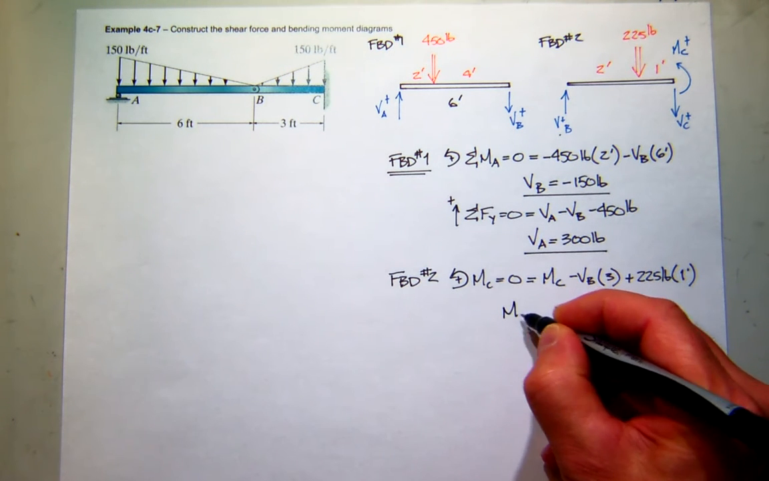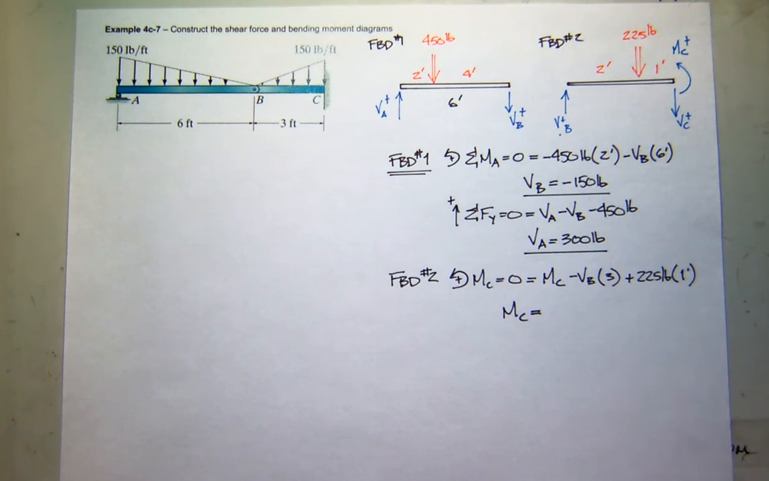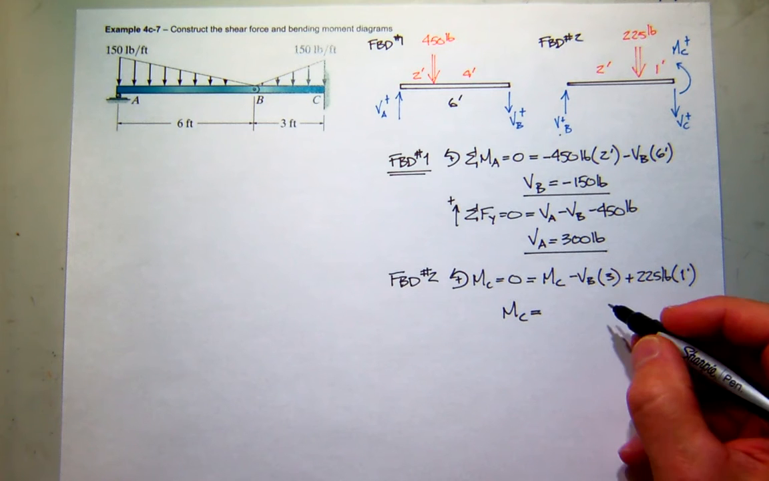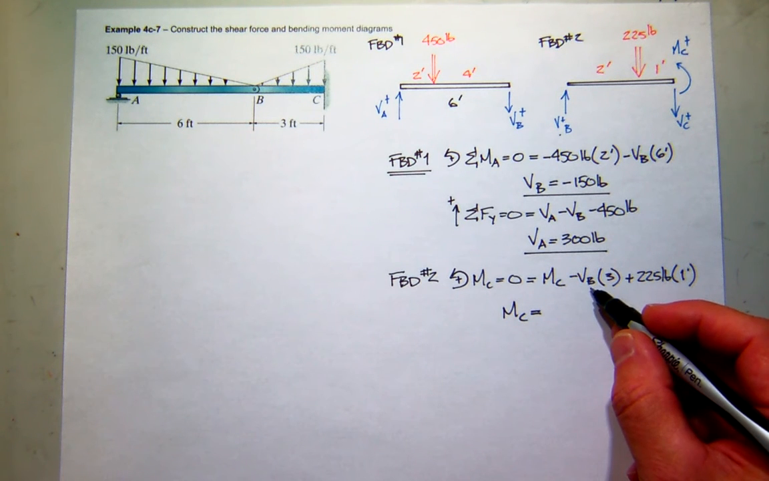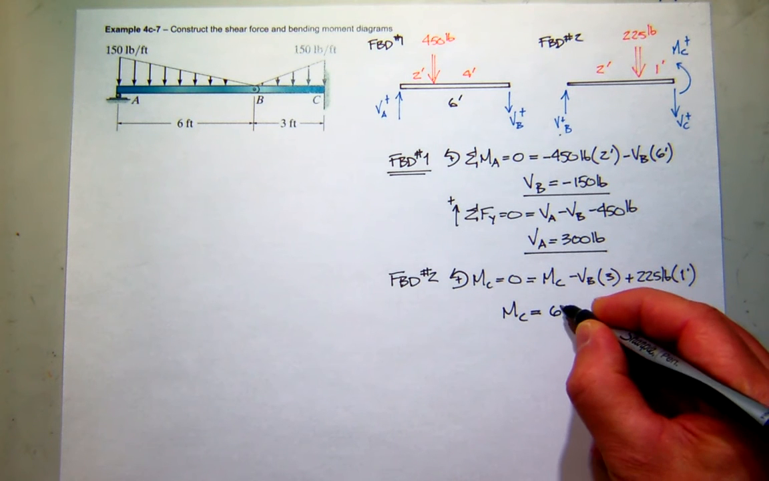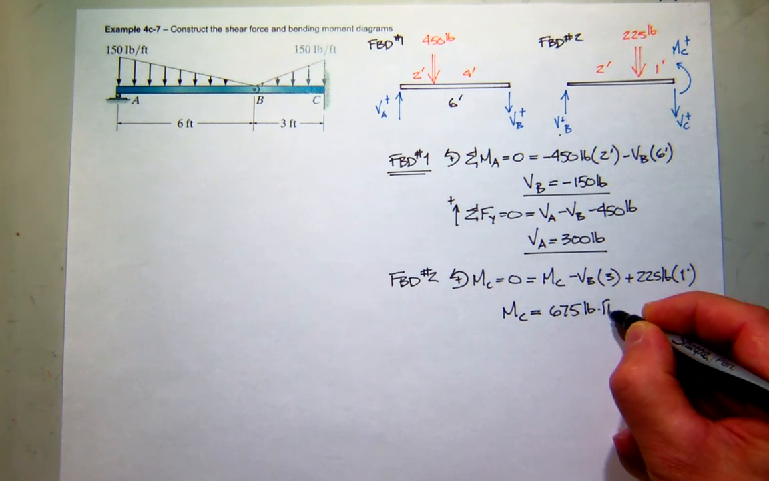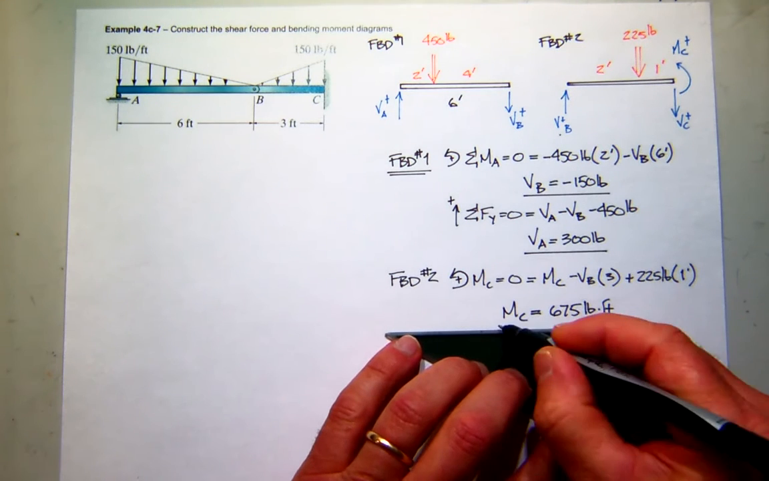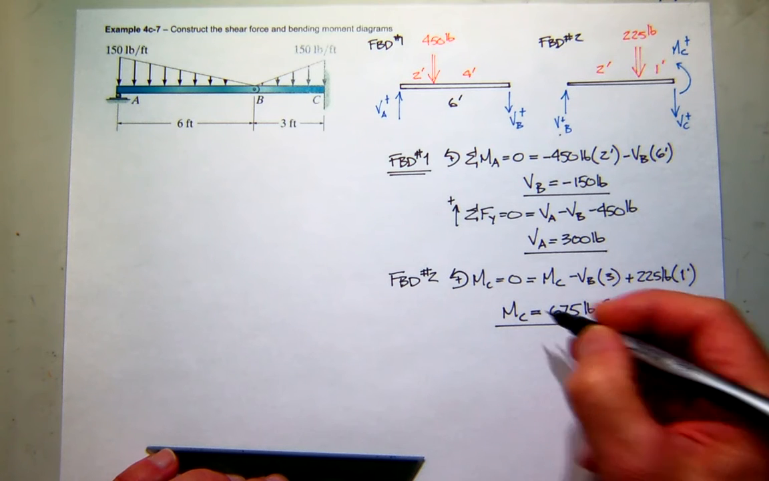So what is the moment at C? It looks like it's going to be negative, right? Negative 675. Sounds reasonable. What did you guys get? Yeah, 675. And that would be pound-feet. And it should be negative? Yes, negative.